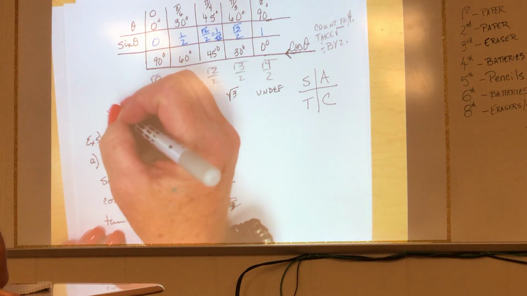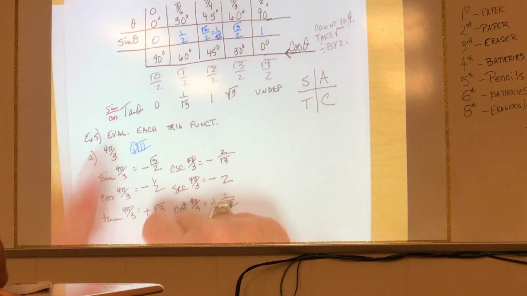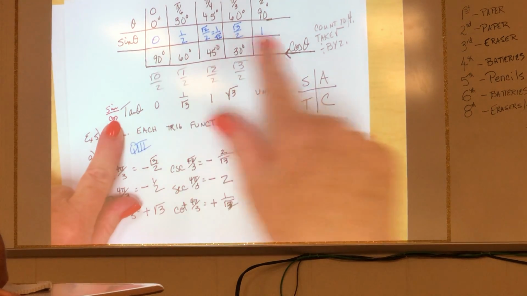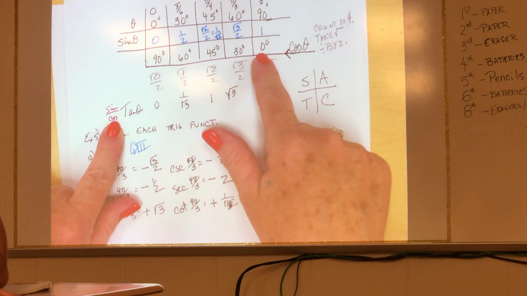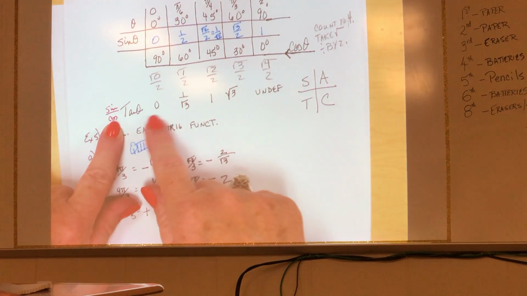Yes. Sine over cosine. So if I'm going to do the tangent of 0, it's going to be the sine of 0, which is 0, over the cosine of 0, which is 1. What is 0 over 1? 0. Okay?